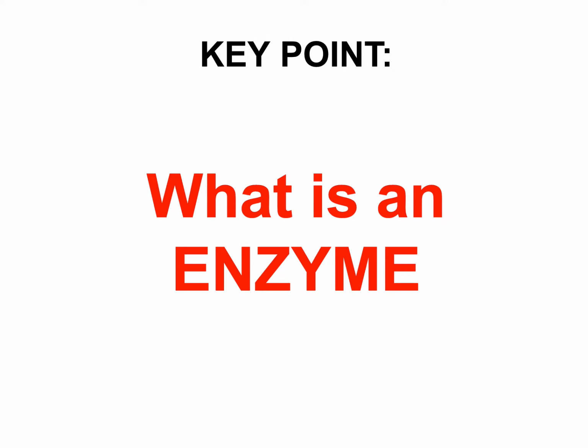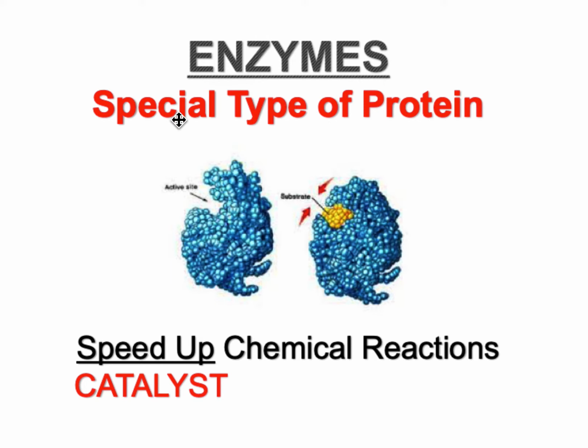Right, our next key point is, what is an enzyme? So this is when we get into our topic for today. So an enzyme is a special type of protein, and what it does is it speeds up chemical reactions. So there's all these reactions that are going on inside of your body, and normally they would take a really, really long time to happen. But because we have these special proteins called enzymes, they could happen a lot quicker.